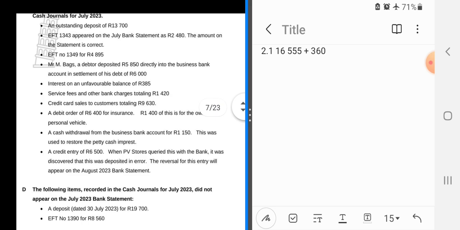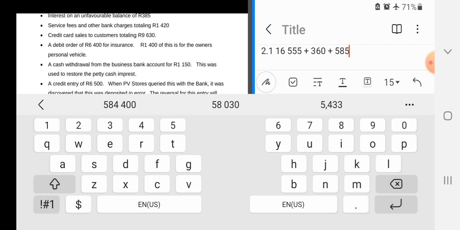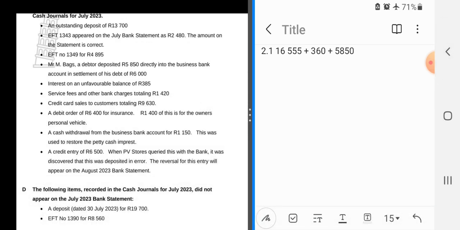The EFT of 4,895, it appears, so we don't do anything about that. It shows that last month it did not appear on the bank statement, but it does now. So Mr. M Bank's debtor deposited 5,850 directly into the business bank account. So we are going to add that 5,850, which was deposited into the bank account in settlement of his debt of 6,000 rand.